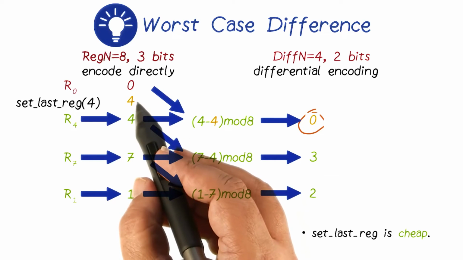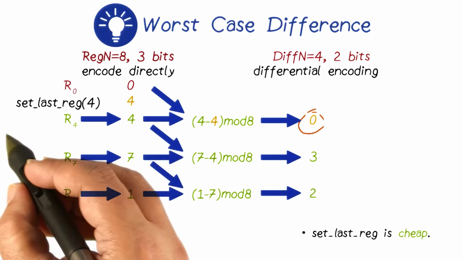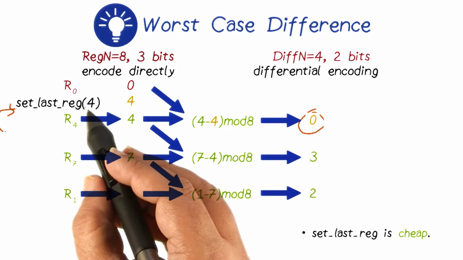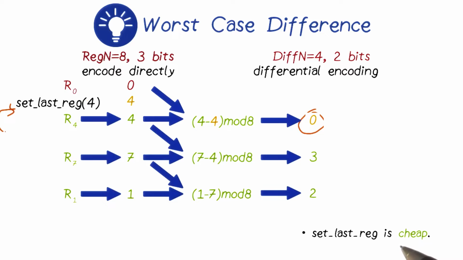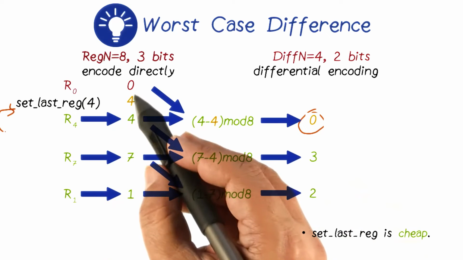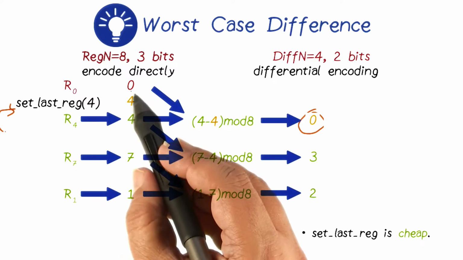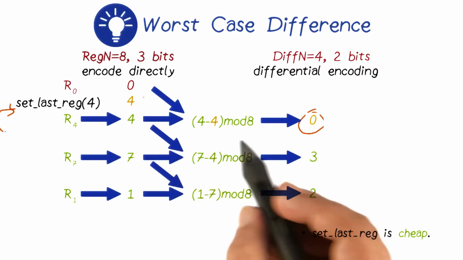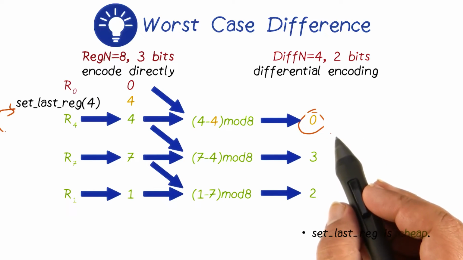So whenever the difference is not encodable using 2 bits, for example in this particular case, we are going to insert this instruction which will directly set the register number to the one that we want, in this particular case 4. This set last register instruction is typically cheap because all it does is set the current register number to whatever is given to it, and if we do it, we don't have to encode the difference between 0 and 4 here. If we set the current register number to 4, we decide to not encode this as a difference, and in such a case we just incur the cost of 2 bits for encoding the differences.